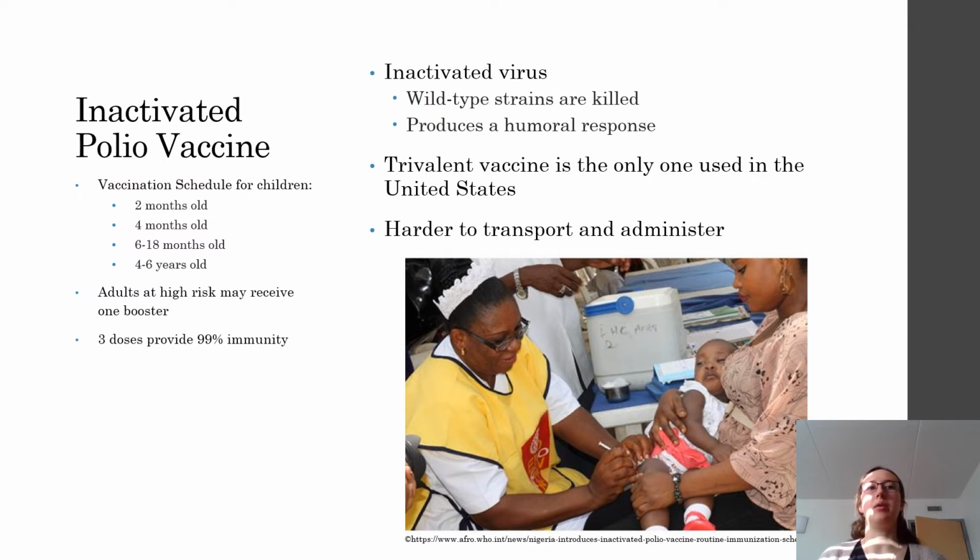For the inactivated polio vaccine, it is an inactivated virus, so it is killed and not alive, so it cannot ever cause an infection with polio. It produces a humoral response with antibodies. The trivalent version of this vaccine is the only one used in the United States, and it is trivalent because it responds to serotypes 1, 2, and 3 of poliovirus.